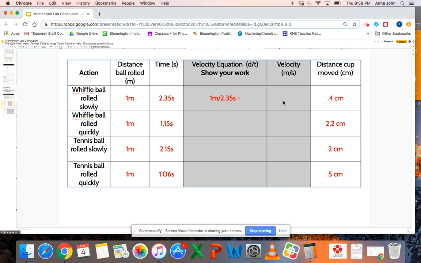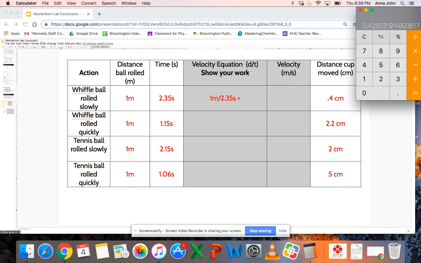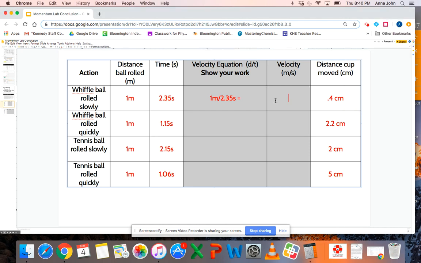equals 0.42, or about 0.43. And our unit is meters per second. Okay, so we're going to repeat that for each of these. You guys can be doing this along with me.